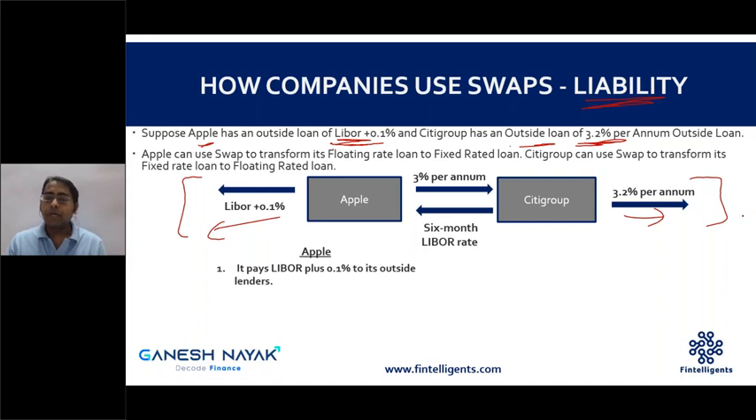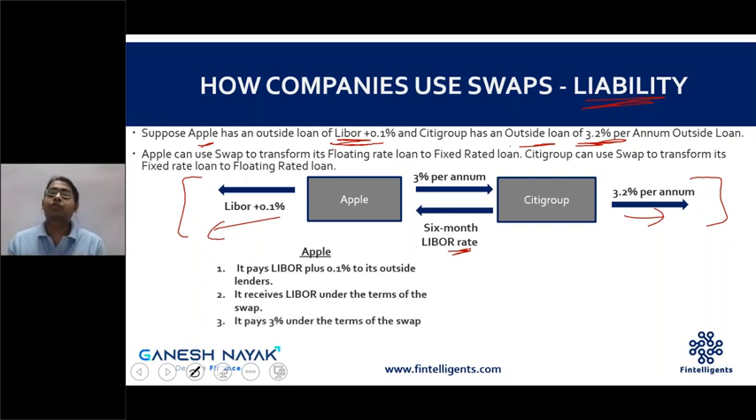Okay, so first transaction is LIBOR. Apple is paying LIBOR plus 0.1% to its outside lender. Okay, second point is that Apple is receiving 6-monthly LIBOR rate from Citigroup, that is within the swap. And the third is that Apple is actually making 3% per annum payment to Citigroup within the swap.